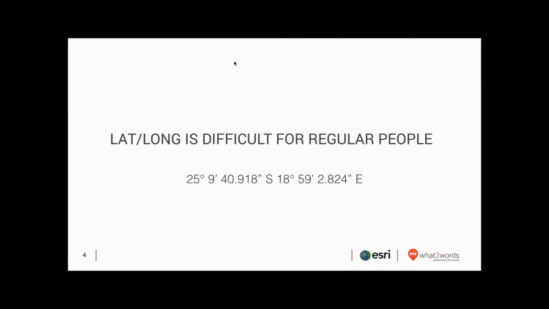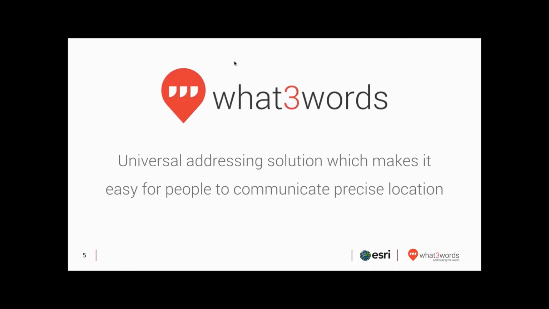And this is the problem we were thinking about at What 3 Words. And we thought, well, this problem is actually all about people trying to communicate locations with other people. So it's a people-to-people communication. And we thought, well, how do people like to communicate? Well, they like to communicate with words. And so what we thought is maybe we should use words and try and make a translation between lat long and words to help them communicate location. And that, in a nutshell, is what we've done.